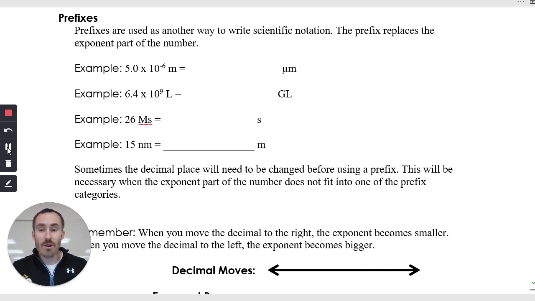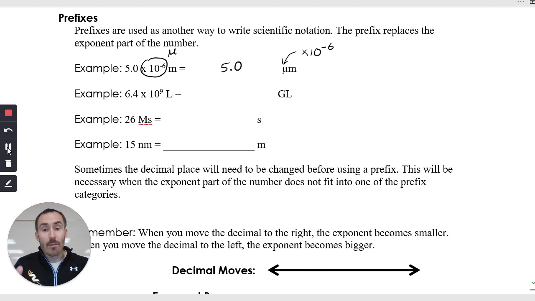So 5.0 times 10 to the negative 6 meters is how many micrometers? So micrometers, this micro part, if you look on your formula sheet, means times 10 to the negative 6. Okay, that's what the prefix micro means. And so when you see 5 times 10 to the negative 6, this 10 to the negative 6 is the same thing as micro. And so this is really just 5.0 micrometers. That's it. So a prefix just takes the place of scientific notation.